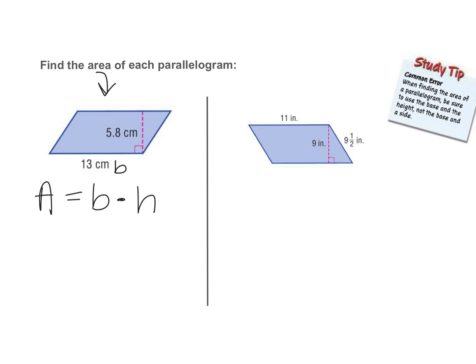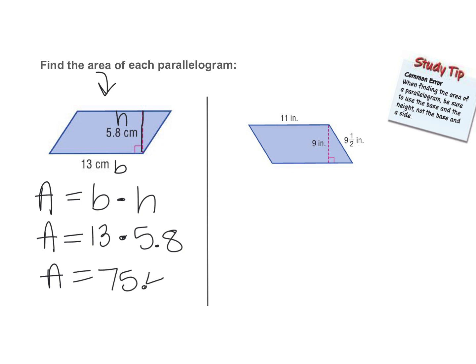This is going to be my base. And then I know that this is the height because, again, it is perpendicular to the base and it makes a right angle. So that's my height. Then I'm going to plug that in. A equals 13 times 5 and 8/10. So I'm going to put that into my calculator. I'm going to keep using my A because we always want to make sure we know what we found. So A equals 75 and 4/10. And then we always have to have a label. On this one, it's centimeters, so it'd be centimeters, and then area is squared. And then we circle that.